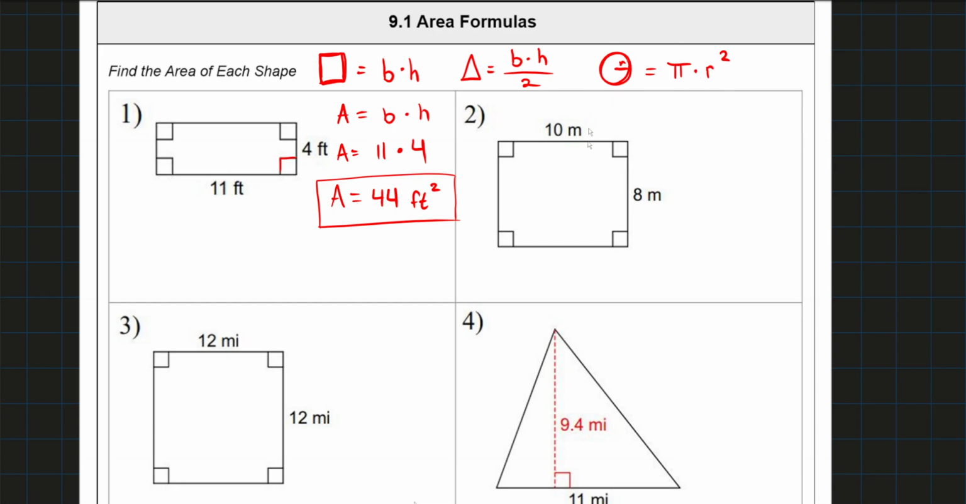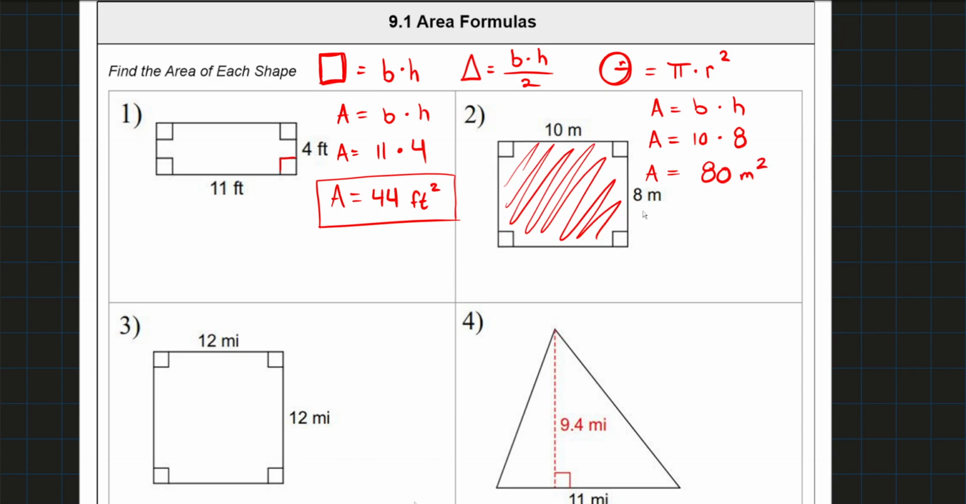All right. This is, once again, a rectangle, so we're going to go area equals base times height, right? Just keep using that formula. Area equals, which one's the base? Well, the 10 is the horizontal, so 10. The height would be perpendicular to that, 8. So area equals 80, and we're working with meters, and we're finding a two-dimensional distance, so meters squared. Box it, move on.